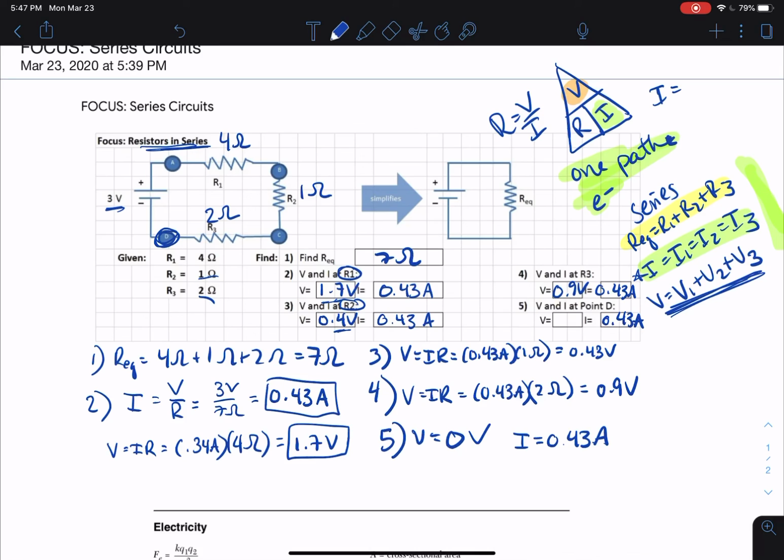Okay, so that's how you solve a series circuit. You're going to need to practice this a few more times until you're totally comfortable with it, but that is how you do it. All right.